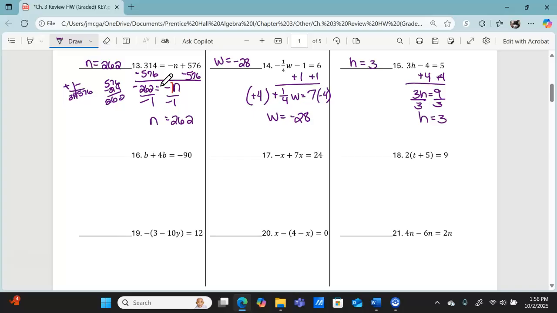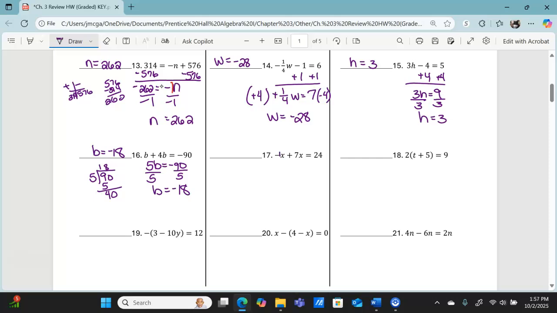On number 16 here, this is the first one where we have some stuff that we need to combine on the left-hand side. So 1b plus 4b would be 5b equals negative 90. And then we would divide by 5. And 90 divided by 5, it'll go in once, with 4 left over, bring down that 0, so it would be 18. So we end up with b equals negative 18 because the 90 was negative and the 5 was positive.